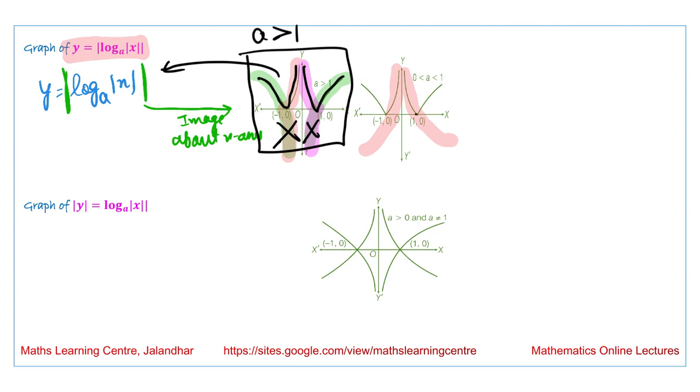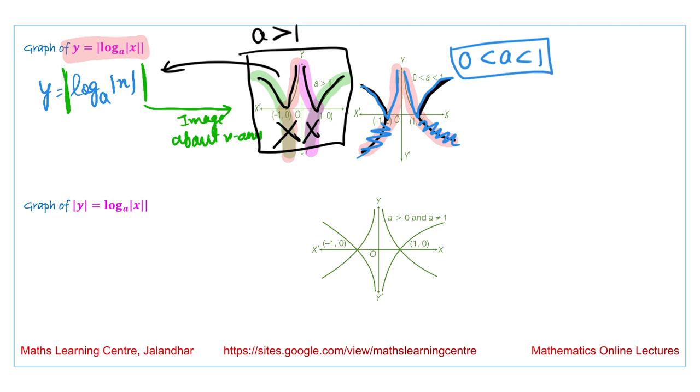Similarly, for this portion we are saying this is the image, and for this portion this is the image. Next step we have to do is, we are ignoring these two portions. So we have the graph of this function when 0 is less than a is less than 1.